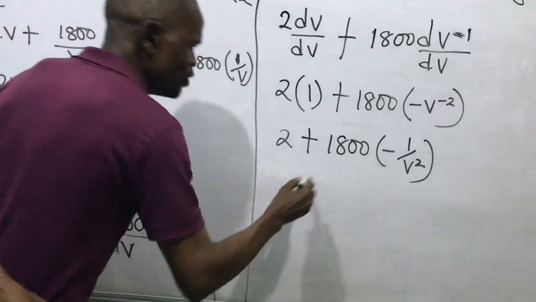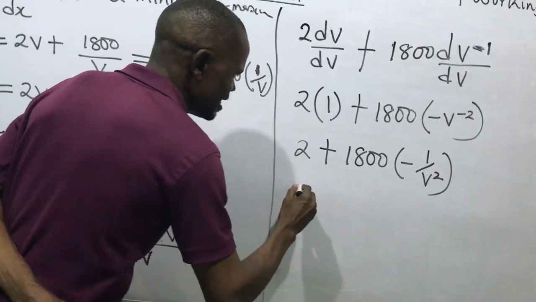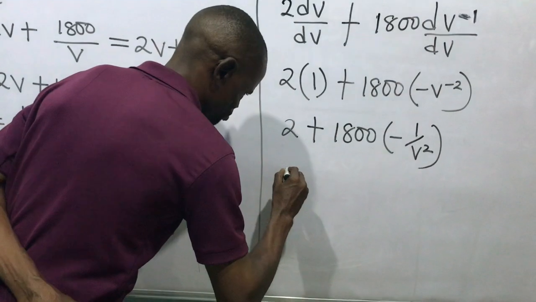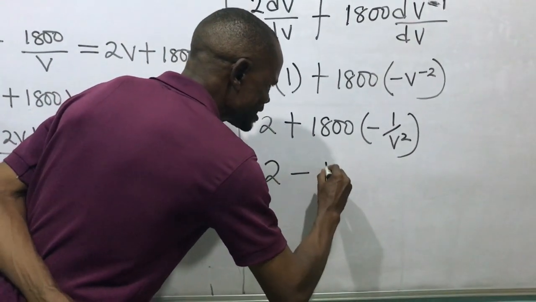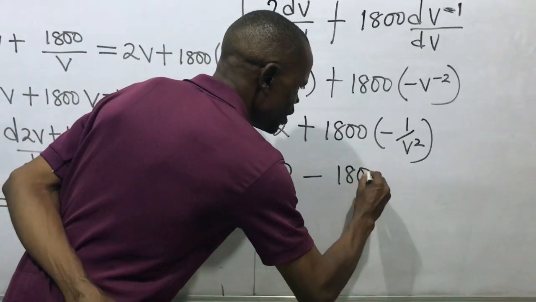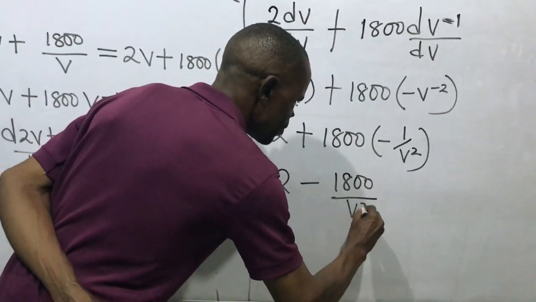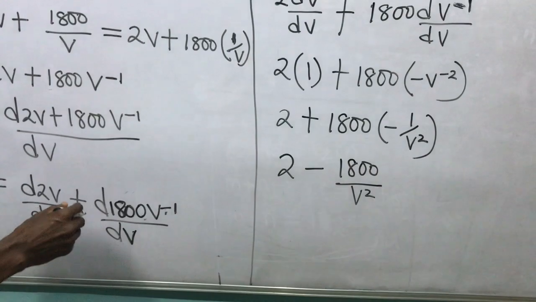Then doing this, I'm going to have 2 minus 1800 all over V raised to power 2. Are you following me now?